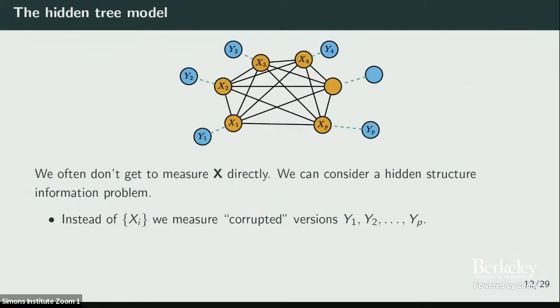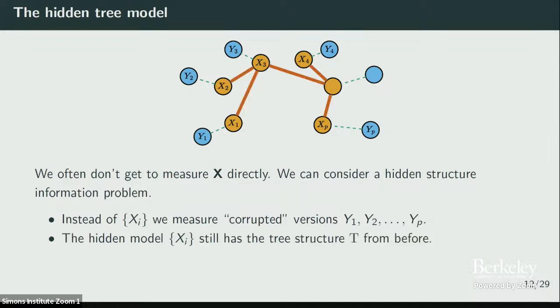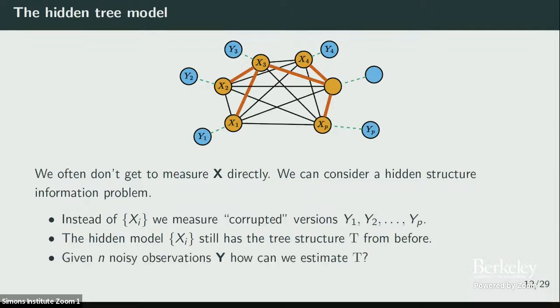So we don't often get to measure X directly, and so we're going to consider a hidden structure problem. Instead of the X's, we're going to measure Y's. Y's are corrupted versions of the X's, but the hidden model is still a tree. We assume that the underlying reality is that things are related by a tree. What we get to measure are the Y's, and then we want to estimate the X's again. So that's straightforward.